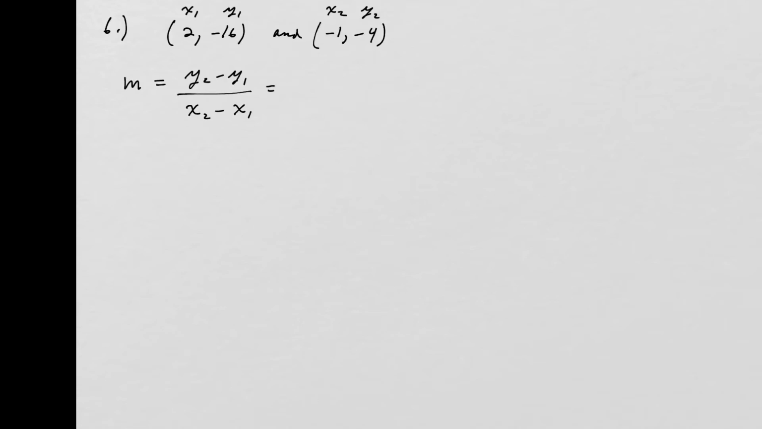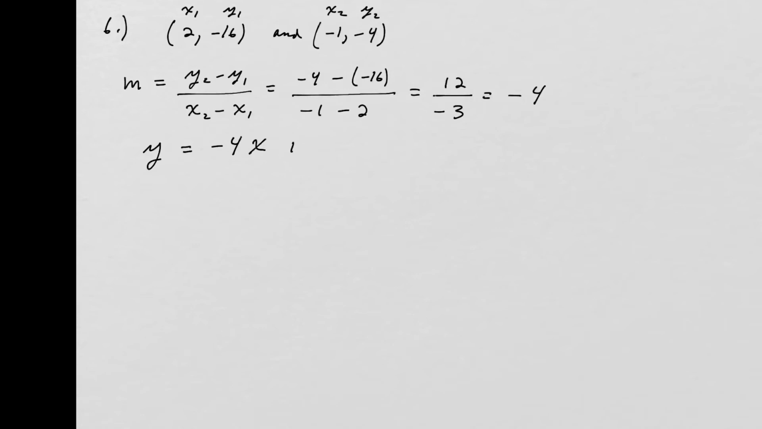So in this case, it would be -4 minus a -16 over -1 minus 2. Okay, so -4 minus a -16 is the same as -4 plus 16, which is a +12. And then -1 minus 2 is -3. 12 divided by -3 is -4. So we know our slope is -4. So in terms of the equation, it's going to be y is equal to m, which we already know. So I'll plug it in, -4x plus b.